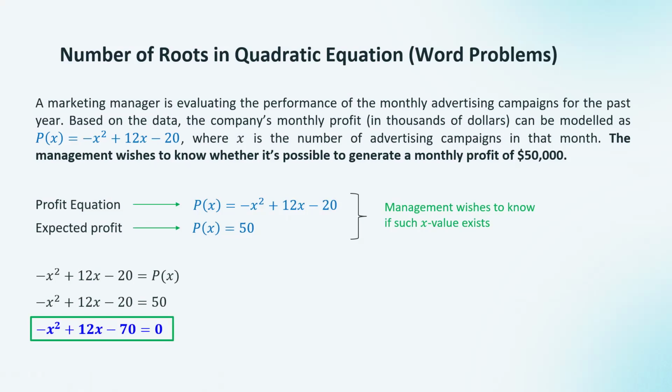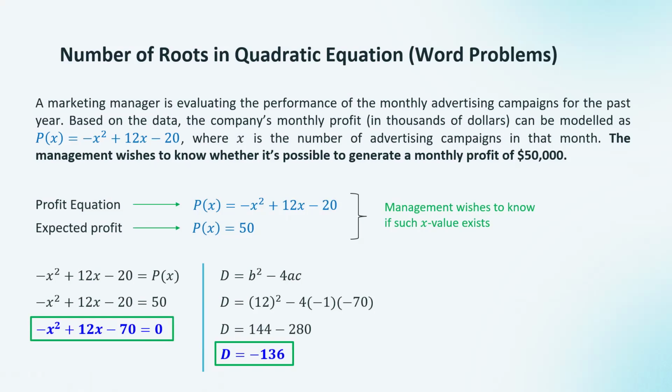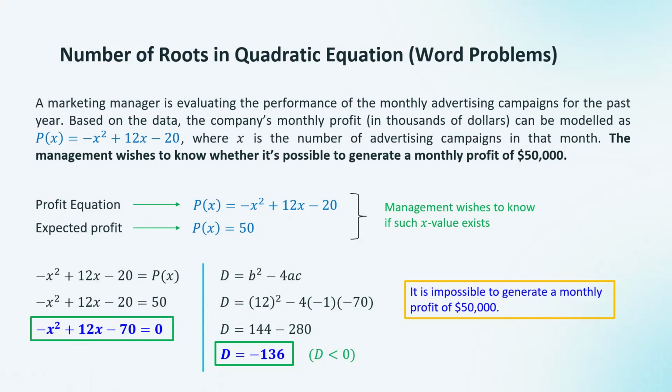And remember, we need to know whether such an x value exists, so we can try to use the discriminant. We can try to check the discriminant of this equation. So if we try to input the ABC formula, we get that the discriminant is negative. So what does this tell us? This tells us that there is no x value such that we can generate a monthly profit of $50,000. So that's how we use the discriminant in word problems.